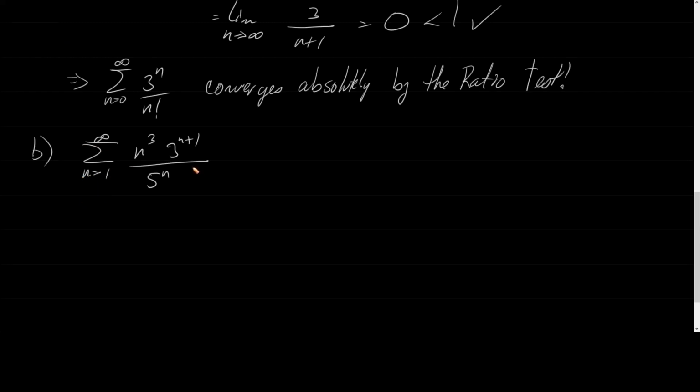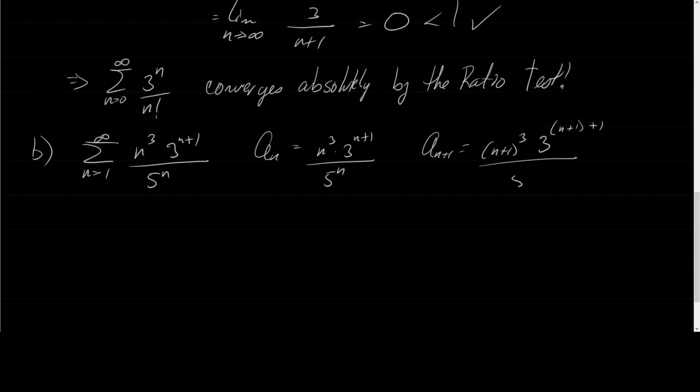All right, so in here, what's our a sub n? Our a sub n is n cubed times 3 to the n plus 1 over 5 to the n. What's our a sub n plus 1? Well, that's going to be n plus 1 cubed times 3 to the n plus 1 plus 1 over 5 to the n plus 1, right? So let's see what we can do here.